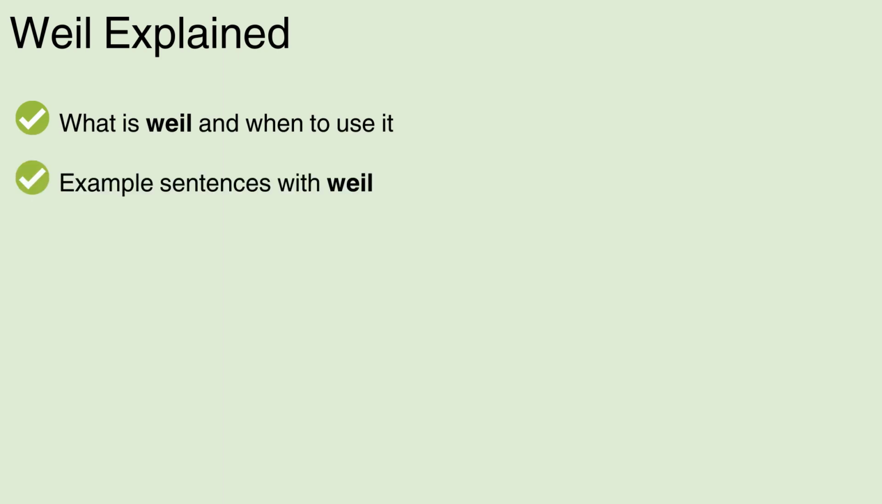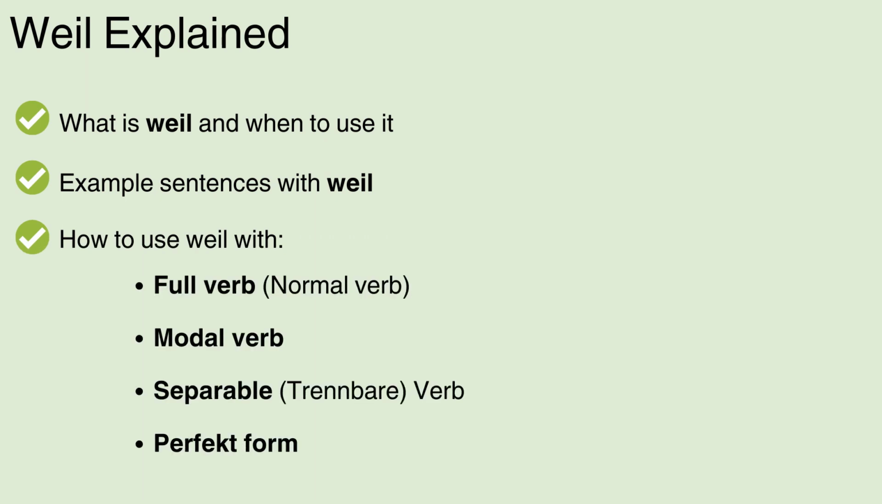Weil is one of the most important conjunctions in German language. It is one of the first conjunctions that you will study when you start the German A2 course. In this video, I will explain what is weil and when it is used. I will give you different examples using weil, and we will understand different use cases of how to use weil in a normal sentence, with modal verbs, with separable verbs, and with perfect form.